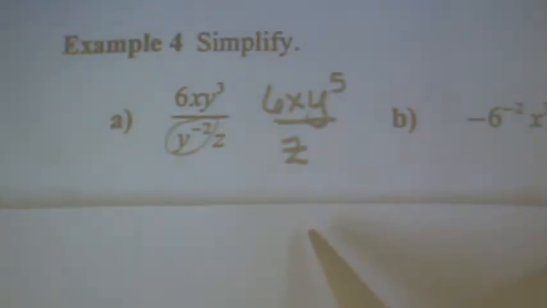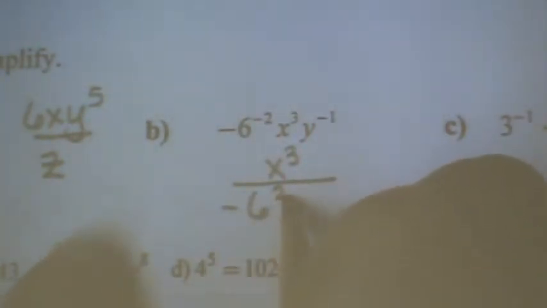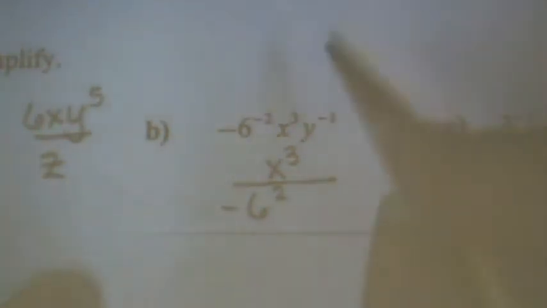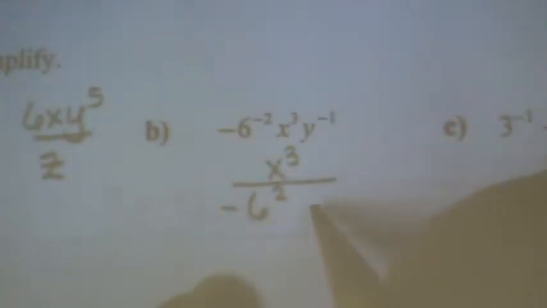Questions? How about B? Would you bring the -2 and the -1 down? So x to the third stays. And then in the bottom, you've got -6 squared. Now this is tricky right here. And then y to the first power, down.